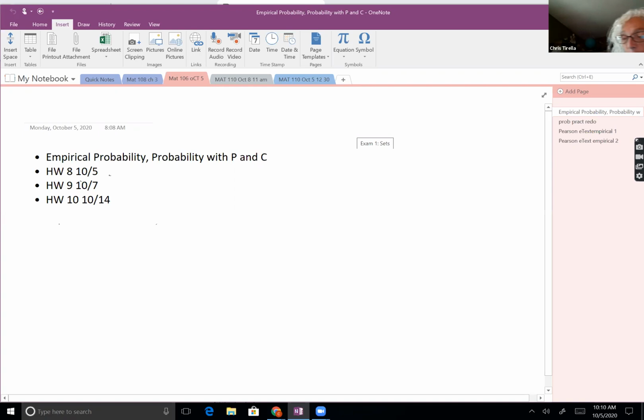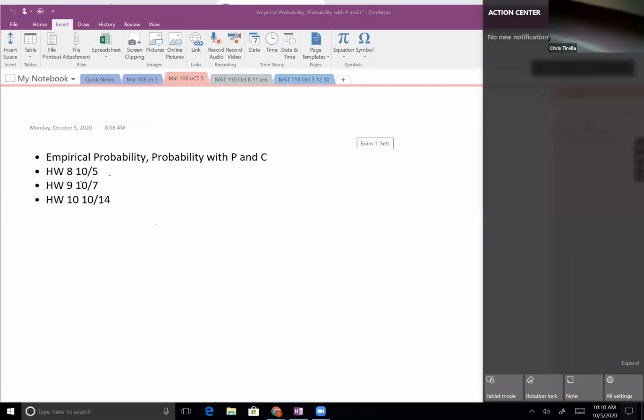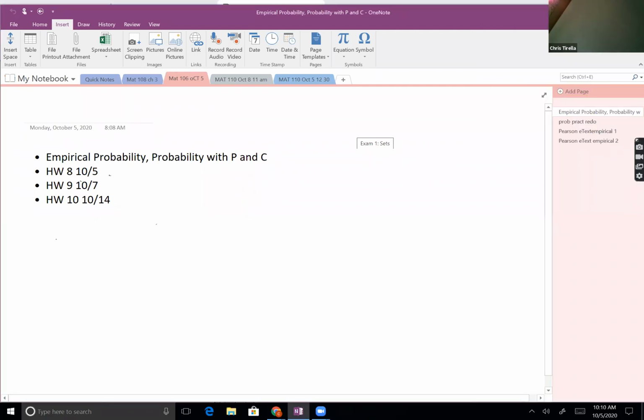So we left off with that phrase empirical probability, and we didn't really define it. So let's go through and start by defining that.